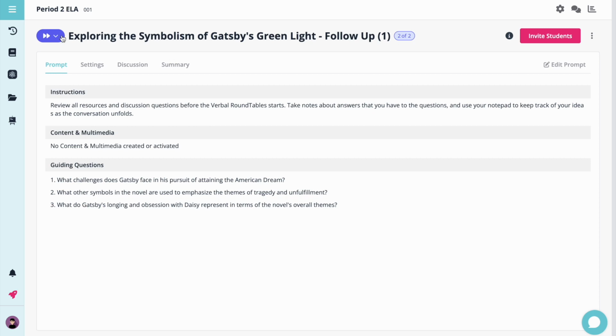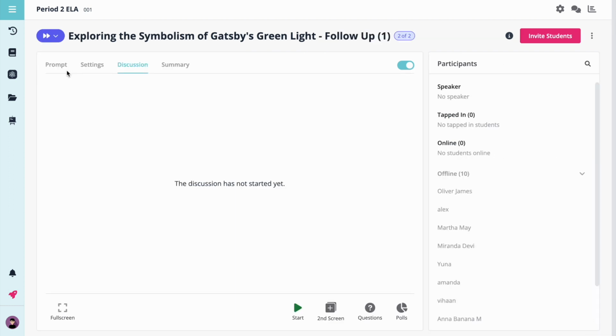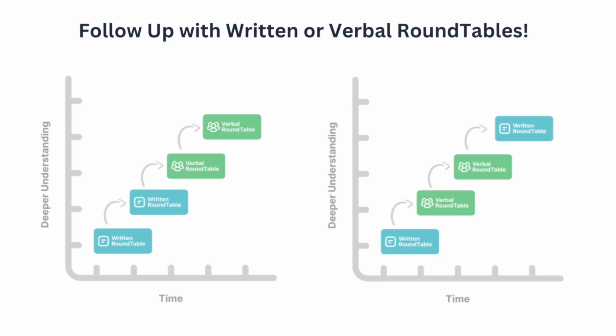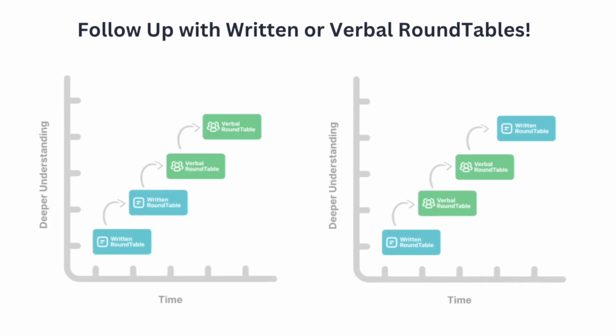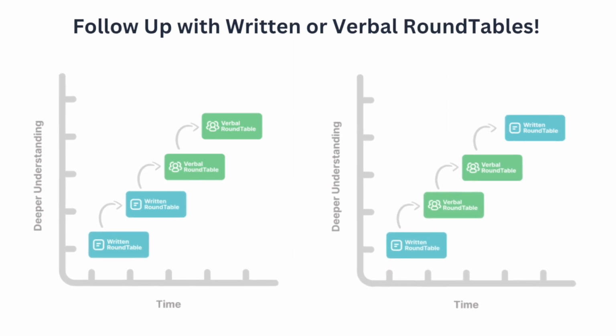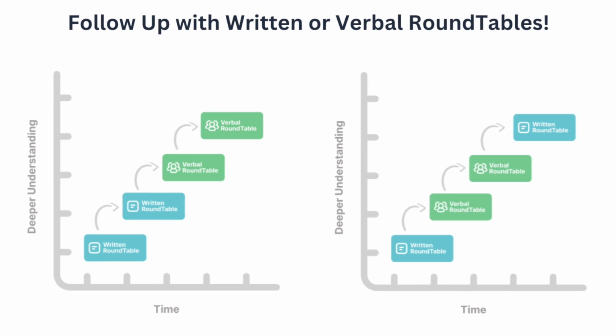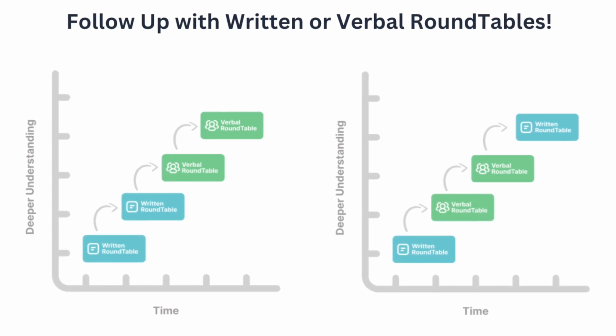If you'd like to quickly toggle in between the different discussions now in the sequence that we're creating, I can just click this purple button and toggle back to the original written discussion that we did, or of course forwards into the verbal roundtable discussion. So this will be helpful if you want to have short discussions over time about a particular topic and really build their understanding and ask questions that directly align to the current level of understanding of your students.